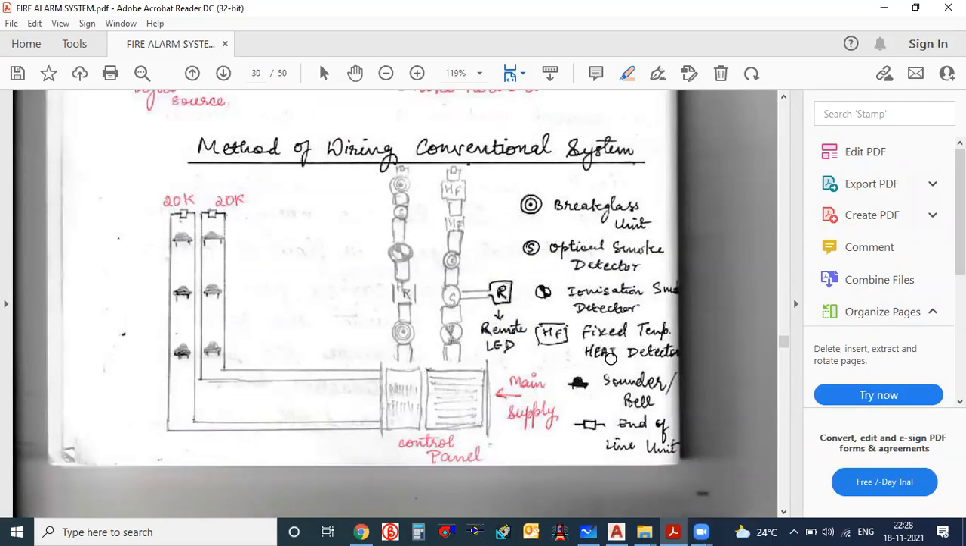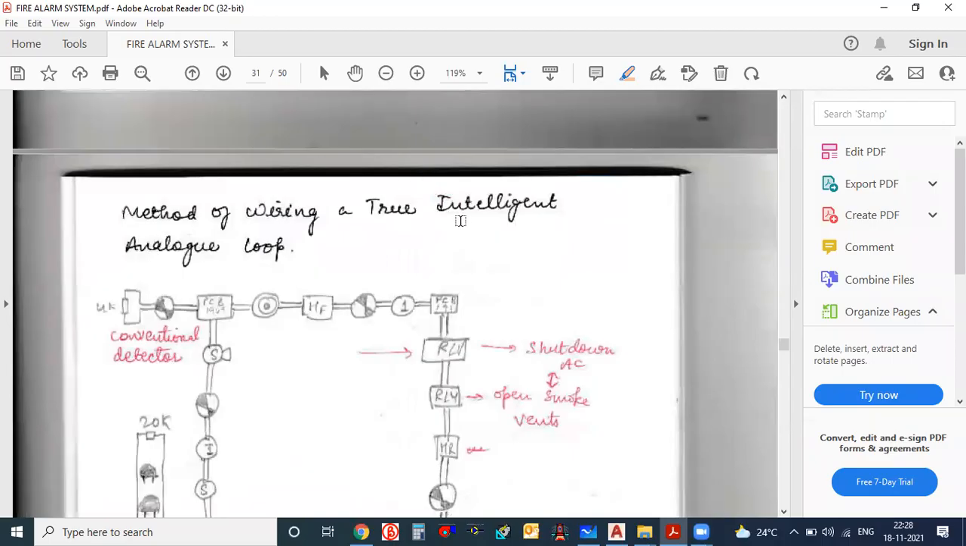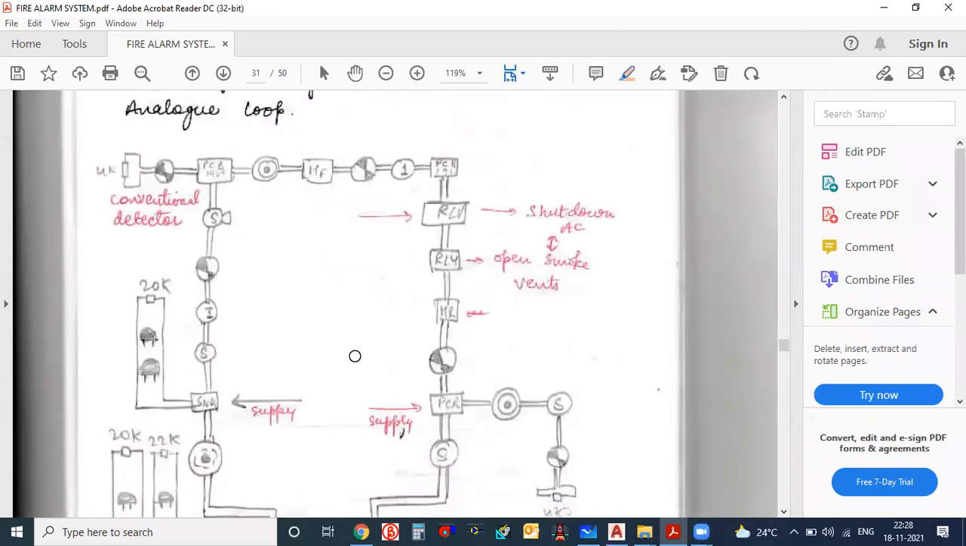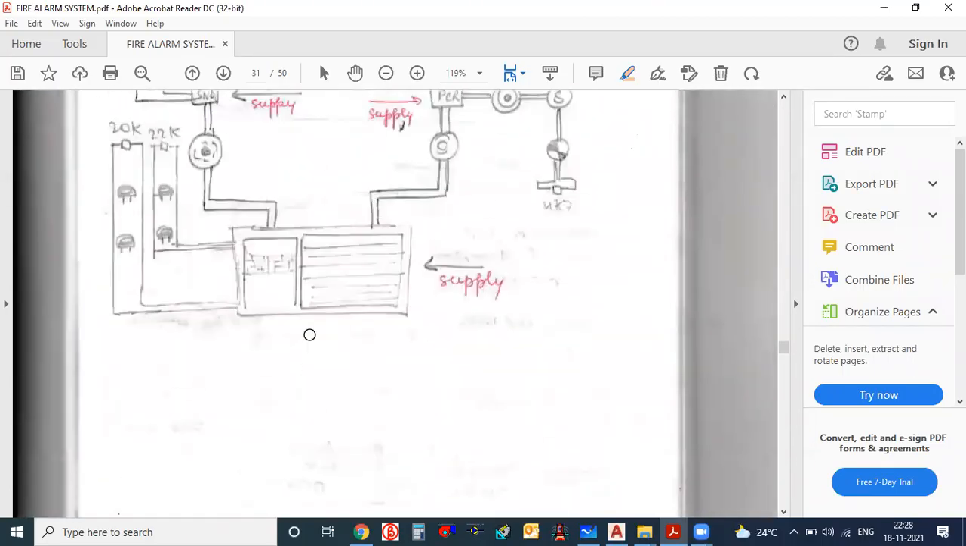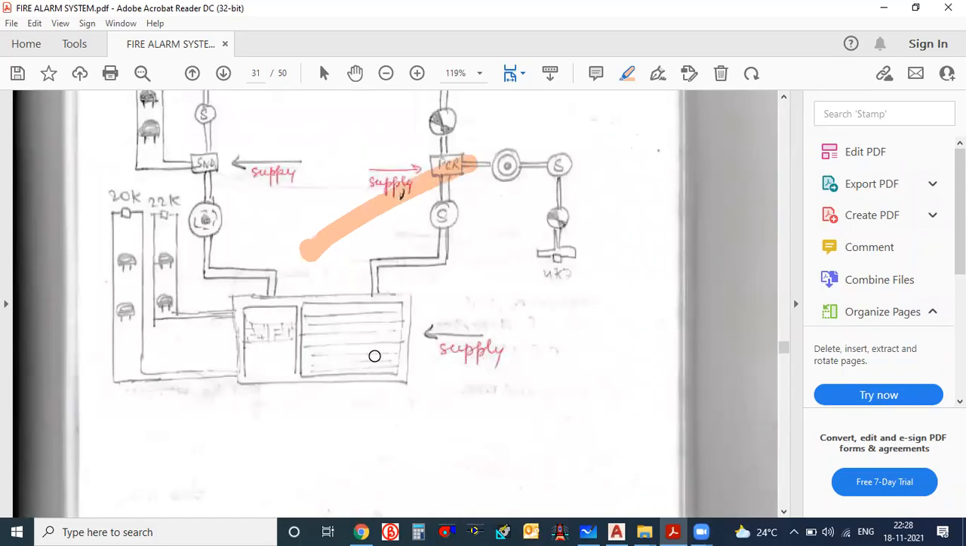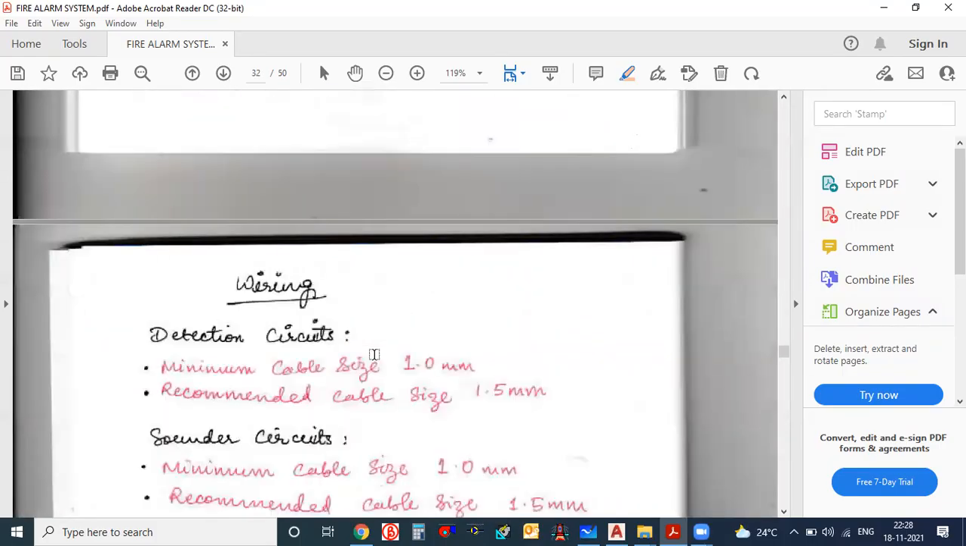Like HF is a fixed heat temperature heat detector, sounders, ionization smoke detector, control panel, how it is connected, method of wiring for an intelligent analog control panel. Some things are given. Okay, this thing is actually done by the electrical people, not for us actually.